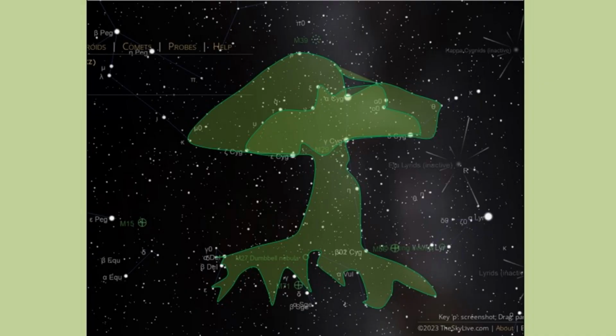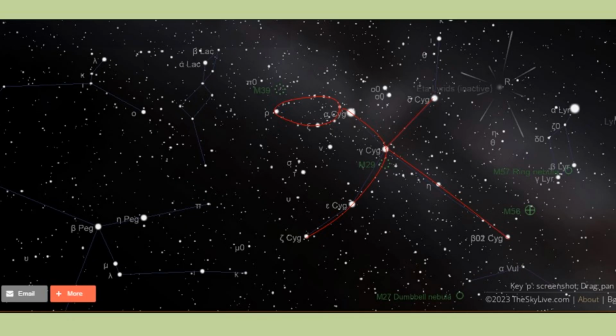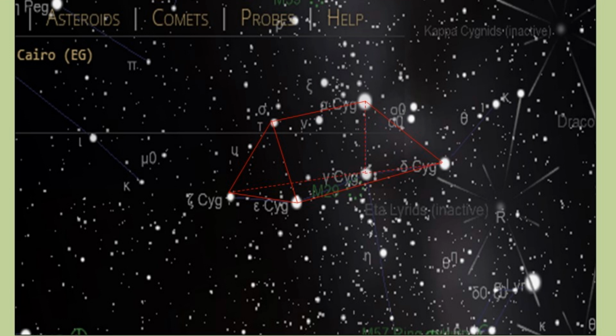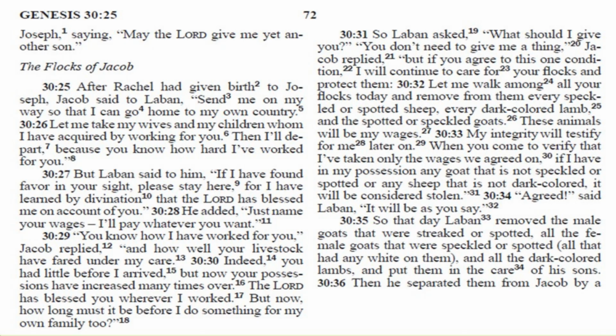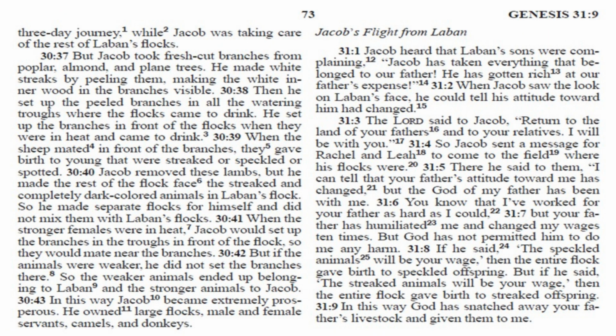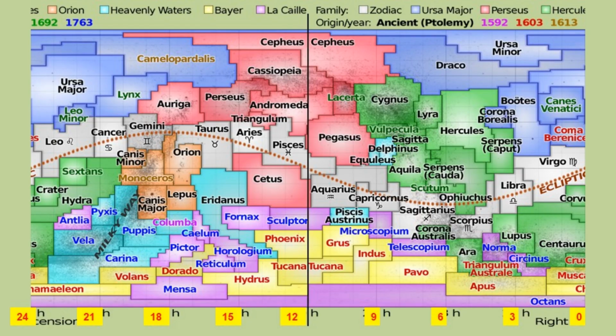This is the image of either an almond or plane tree formed by joining the stars of the constellations Cygnus, Vulpecula, and Delphinus. The constellation Cygnus also forms an image of Jacob, as you can see in this picture. This is the plain where Jacob had camped, which is 3 days far from Laban's sons. The 3 days separation between Jacob and Laban's sons indicates that the distance between the constellations Cygnus and Cassiopeia-Cepheus should be 3 hours difference on the constellation map, as you can see in this picture.